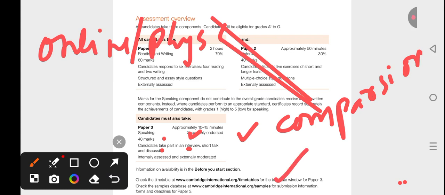So I hope that was all about the papers, like what the criteria are and what the structure is, and inshallah you will be getting good grades in the upcoming future.